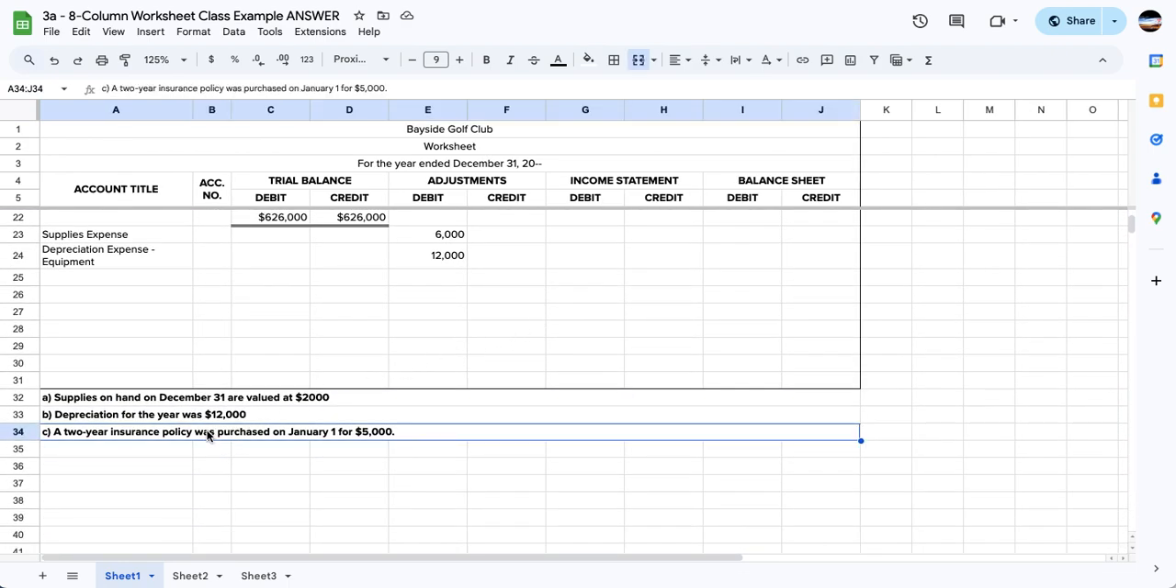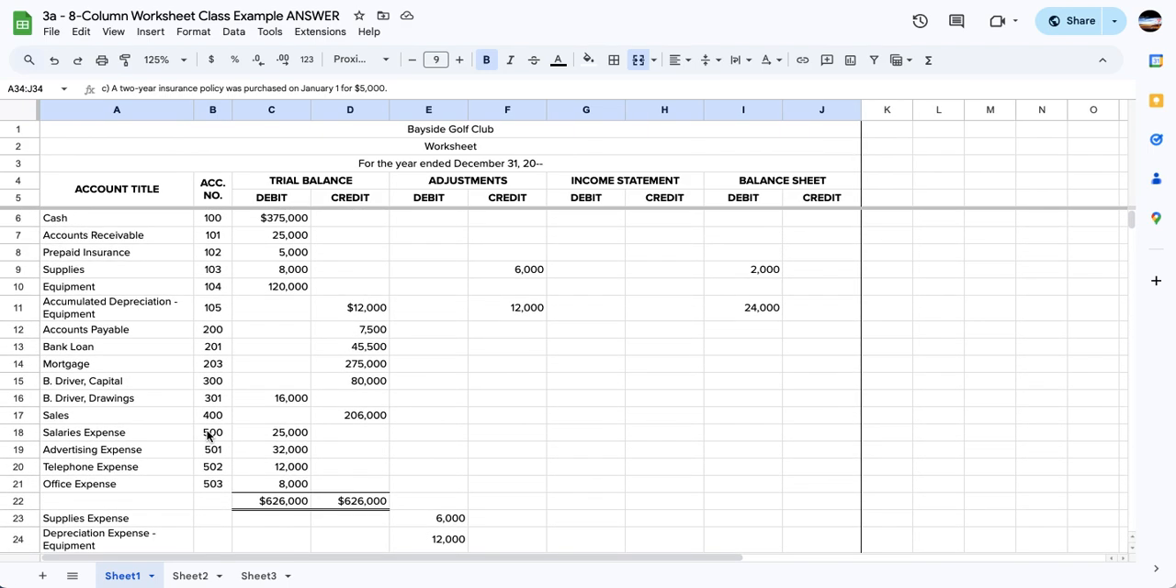Okay, on the final one, I took out a 2-year insurance policy at the beginning of the year for $5,000. So I started on January the 1st. It's now December the 31st. 1 full year has gone by. I can do the math in my head. It's going to be 2,500.